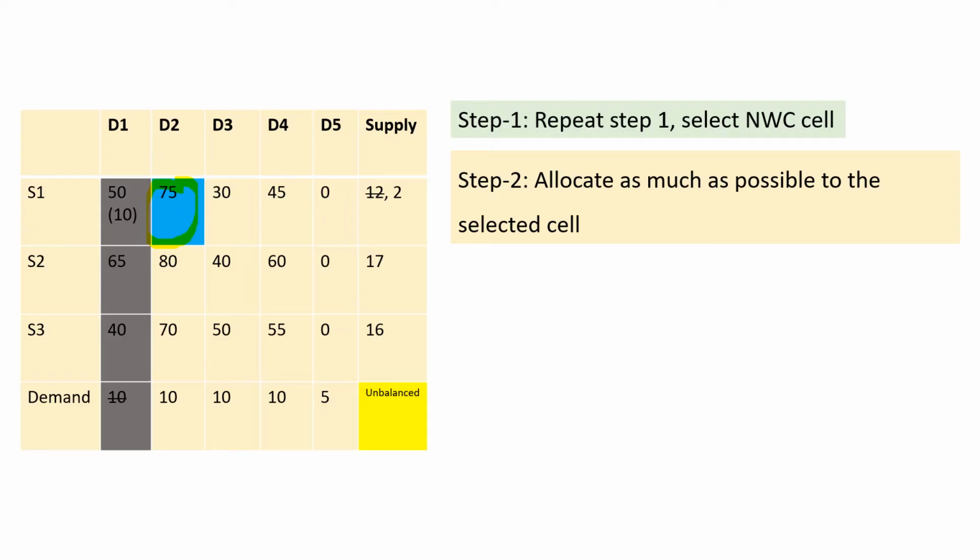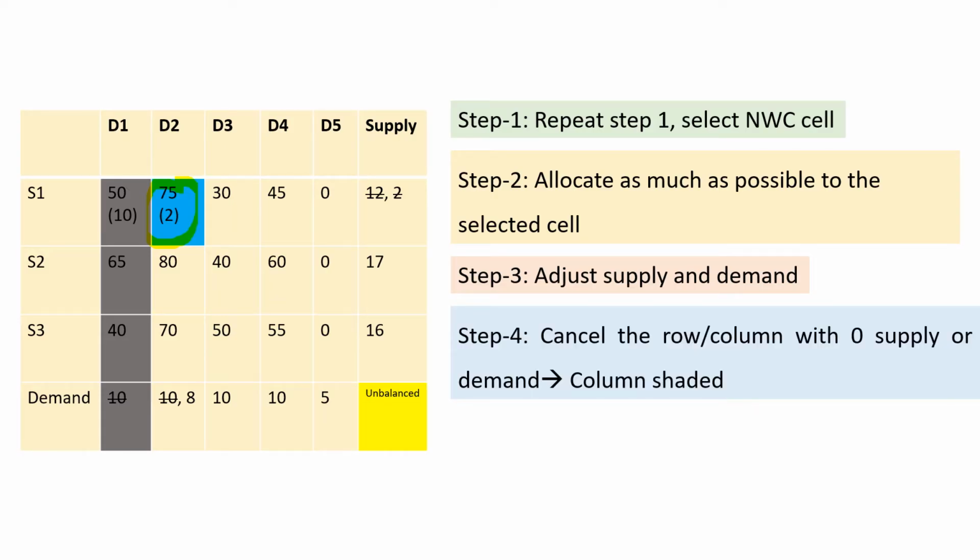We have here 2 and here 10, so we allocate the smaller one, that is 2. Then we adjust supply and demand: 2 will be eliminated, and from 10 we subtract 2, and the remaining is 8. Then the last step is to eliminate the column or row having 0 demand or supply. So we eliminate row 1 because there is no supply remaining.